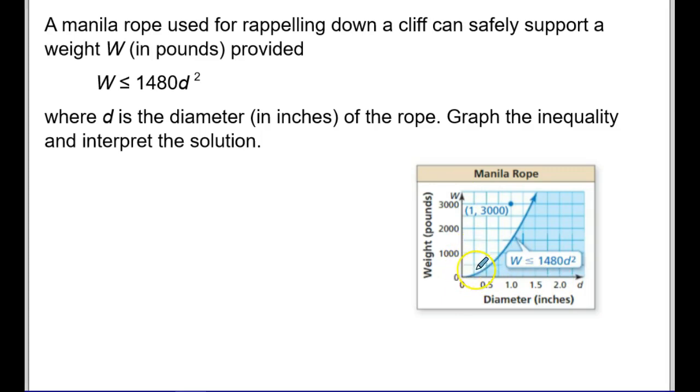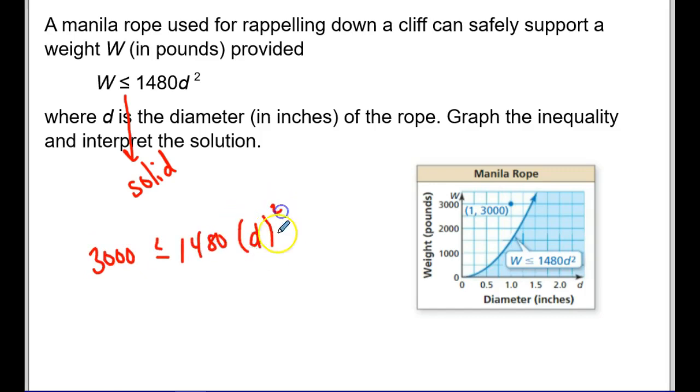So I go ahead and graph this 1480d squared. One thing I note is it's going to be a solid line, right? This tells me it's going to be a solid line because of this equal to part. So I graph it and then I test a point. First I graph w equals 1480d squared. I test a point. We're going to pick the point (1, 3000). It doesn't matter which point you pick. So let's test it. I know that w is 3000, less than or equal to 1480 times d squared, where d is 1. So I can replace d with the 1 of the point that I picked.